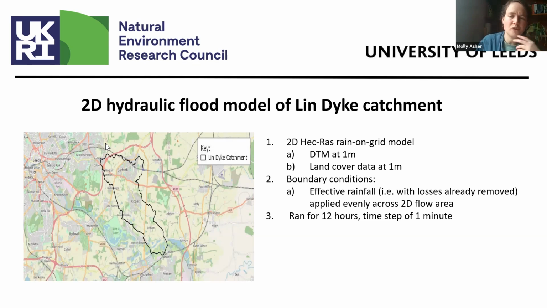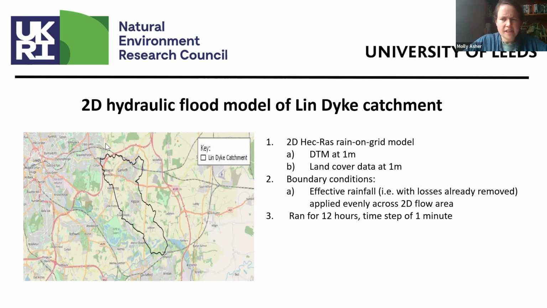I'm going to talk in more detail in a second about the rainfall conditions, but I just wanted to highlight at this point that the model doesn't represent losses due to infiltration and natural drainage processes, nor urban drainage systems. And so rainfall profiles need to have had losses removed before they're input into the model.